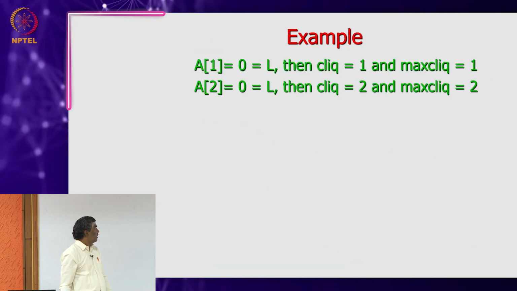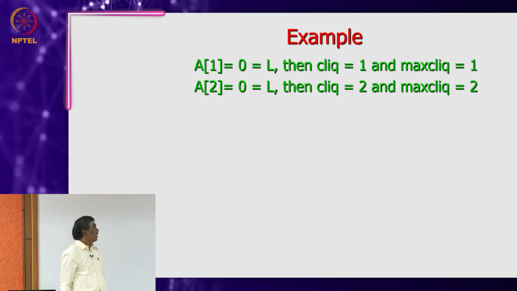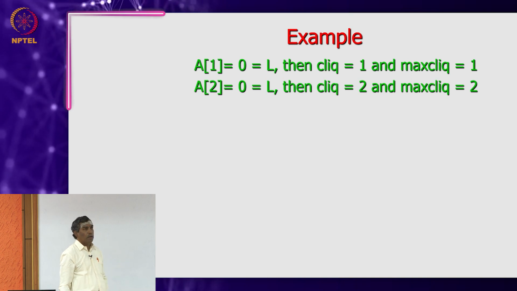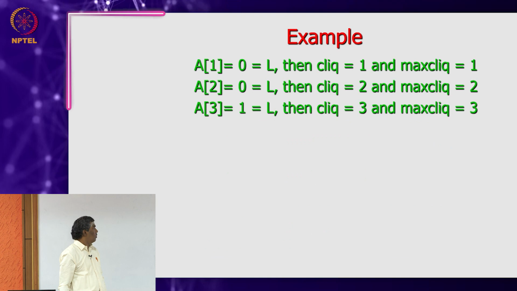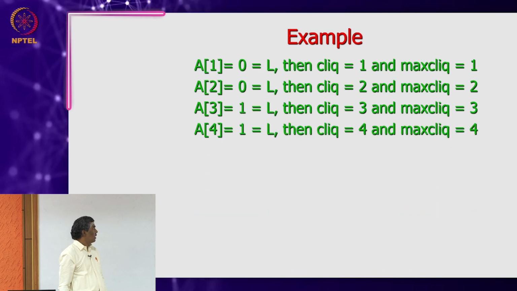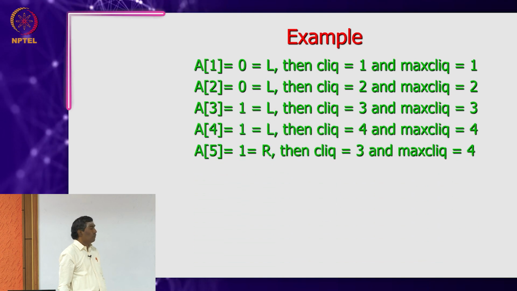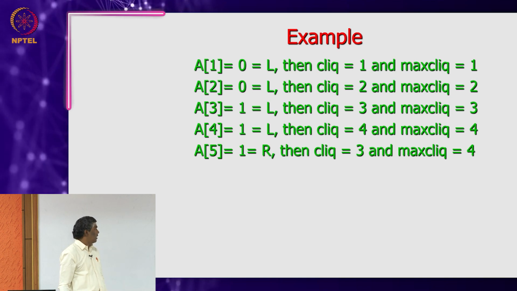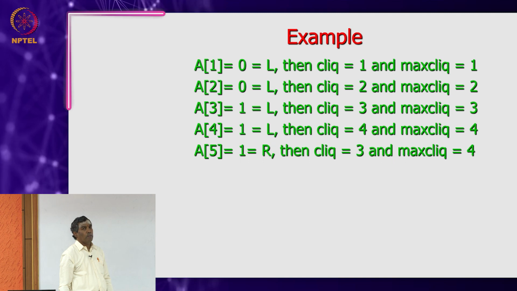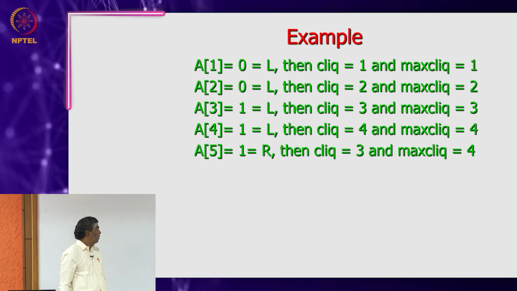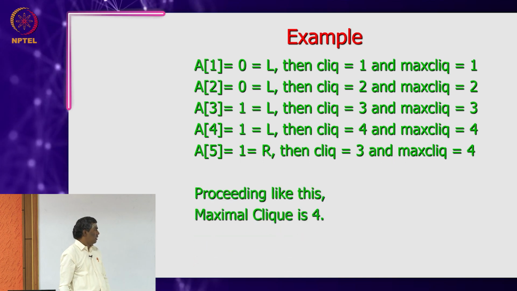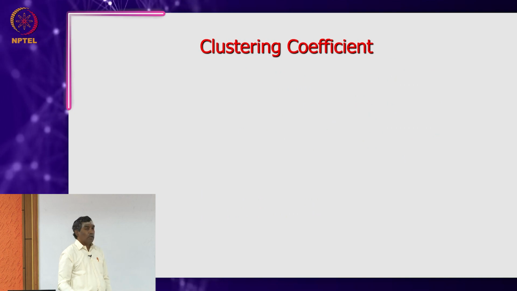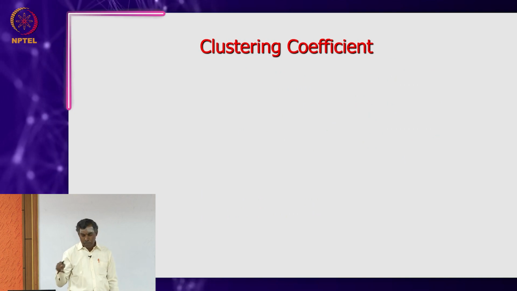First one is a left hand side, so I increase the clique by 1, then max clique is there. I just go on doing that, increasing the max clique for the 4 left hand sides. Now my sorting gives a right hand side, so I keep max clique as it is and reduce the clique. This is a famous algorithm. Anyway, I will share the slides and PPT.